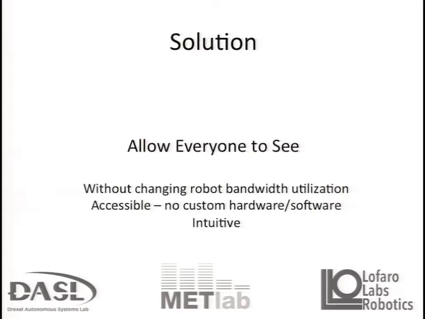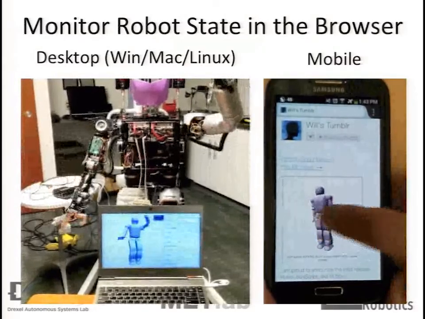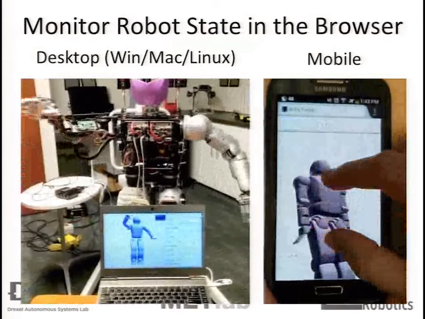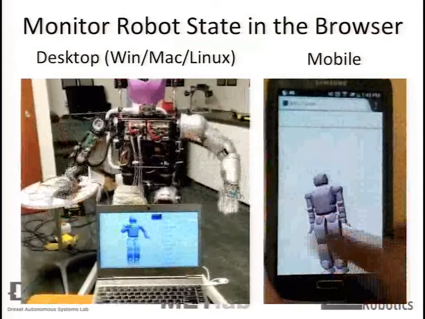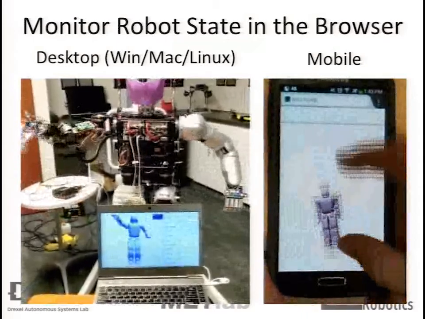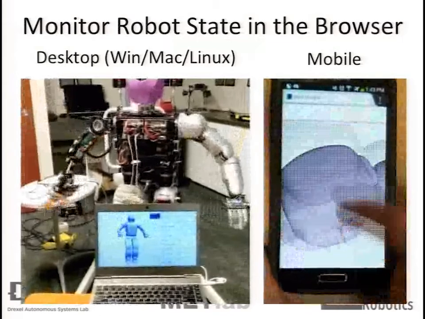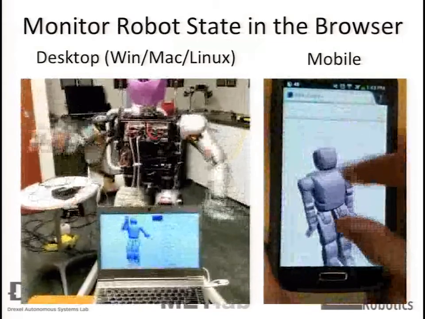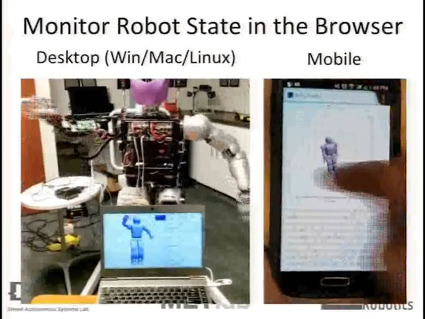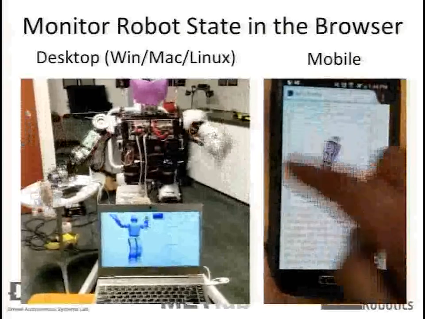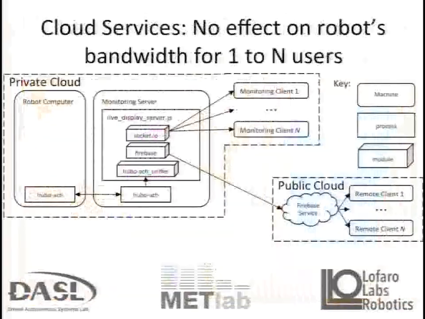So what did we make? We based it on an internet browser-based system where you can monitor the robot's state, errors, as well as actions live in any browser. So that means it's Windows, Mac, or Linux compatible, and also on your mobile devices. Now this is a very important thing for when you're in the field and you don't want to carry around a laptop if you just want to monitor a few states of the robot. Now how do we do this without affecting the robot's bandwidth?